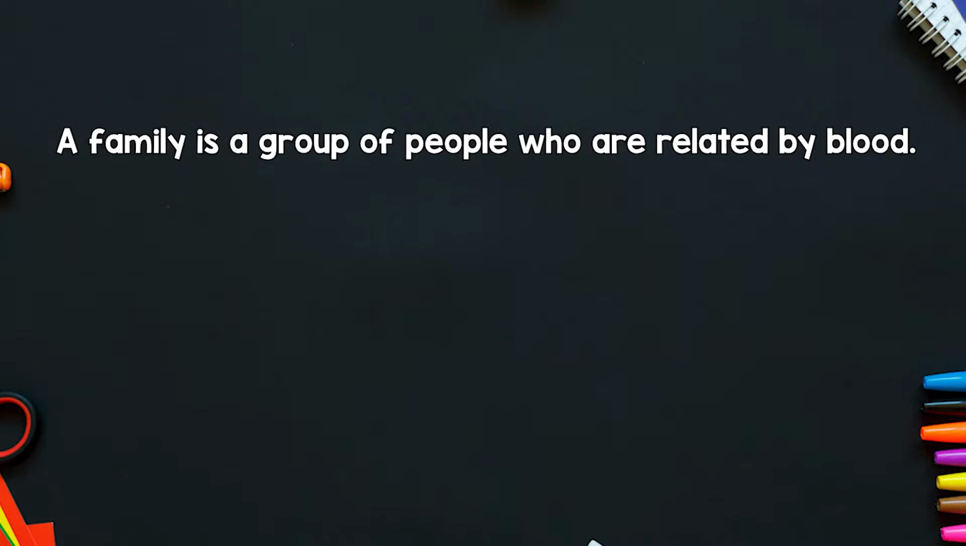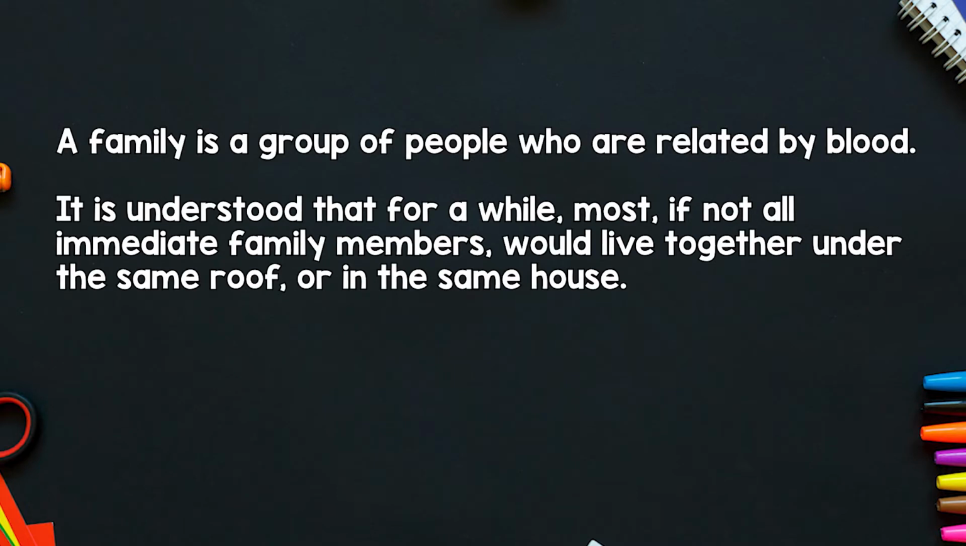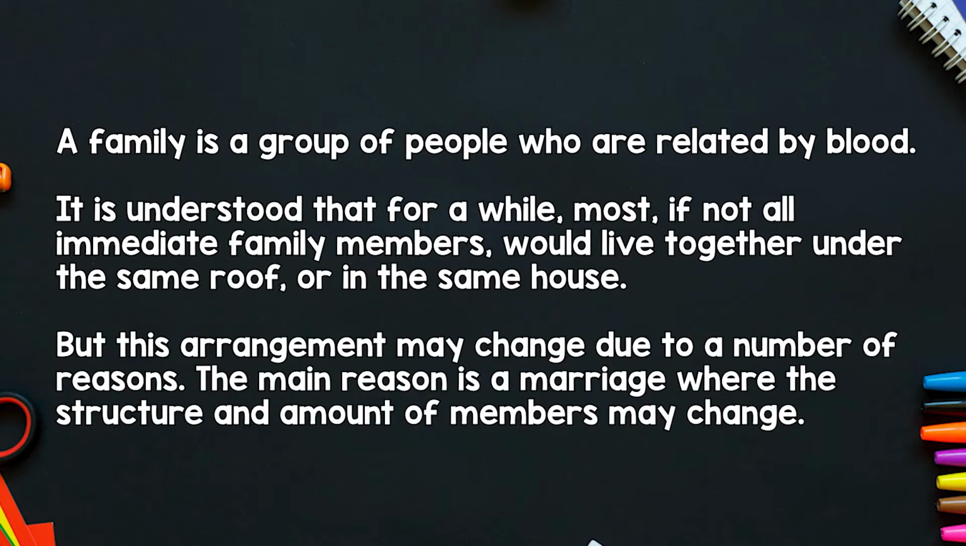Now, I'm sure that you would have learned something about family in your social studies lesson. If you did, what did you learn? You should have learned that a family is a group of people who are related by blood. It is understood that for a while, most if not all the immediate family members would live together under the same roof or in the same house. But this arrangement may change due to a number of reasons. The main reason sometimes being marriage, where the structure and the amount of members may change.